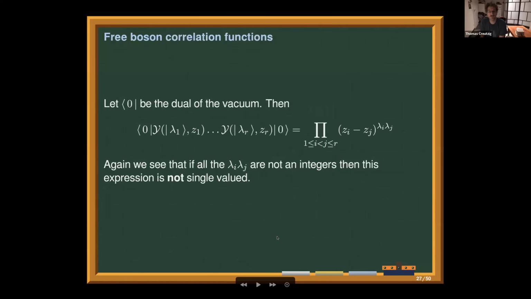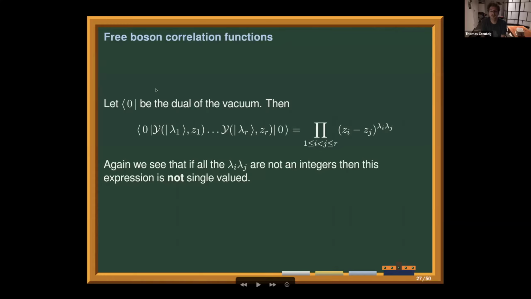Yeah, I come to the next step in the next slide here. I also want to illustrate something that you probably have seen. Once one has constructed fields, one wants to use them to get correlation functions. And in particular, if we denote by this symbol here the dual of the vacuum, then we can use it to compute correlation functions.